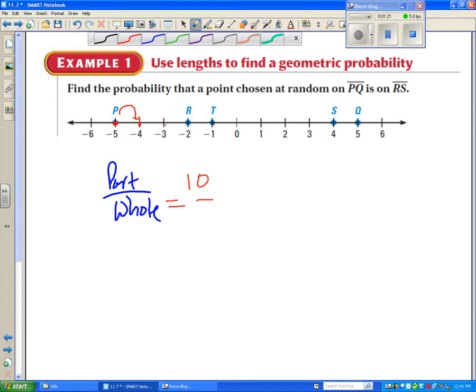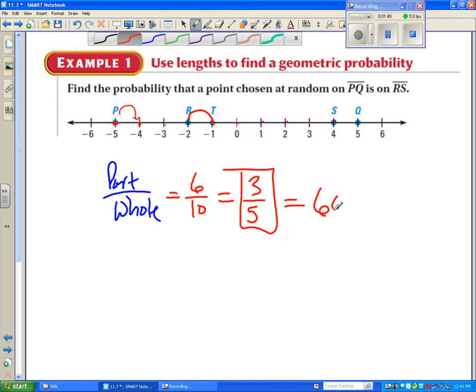The total is PQ, but we're looking for the small part, which is RS, which is probably a common mistake. So 10 is the total, RS is the part. Starting at R, 1, 2, 3, 4, 5, 6. 6 over 10, which reduces to 3 over 5. If we're looking for this as a percentage, you just convert it to percent like you did in middle school: 60%.